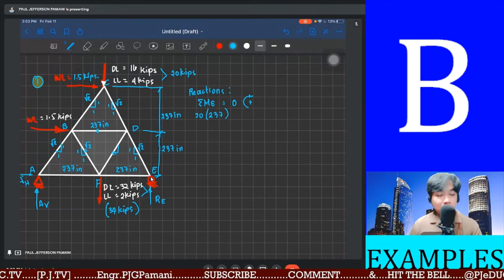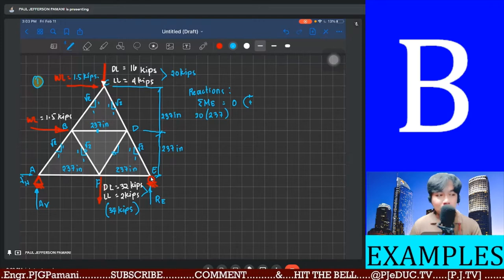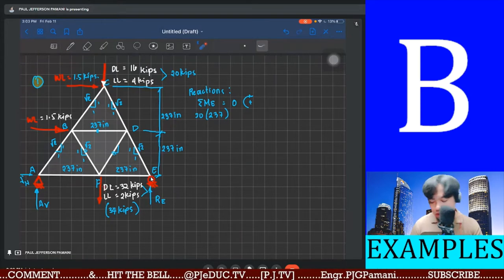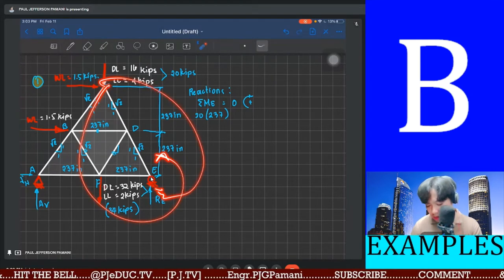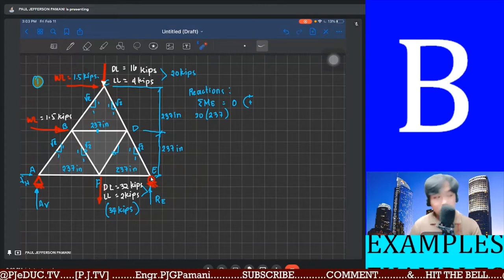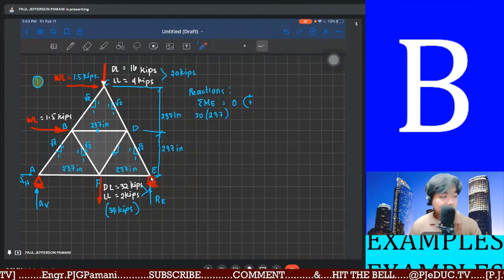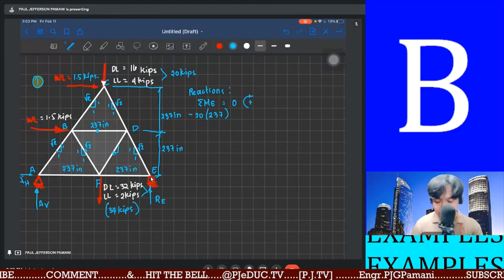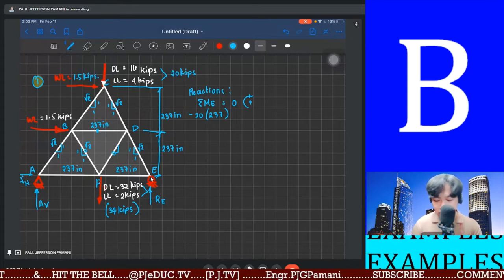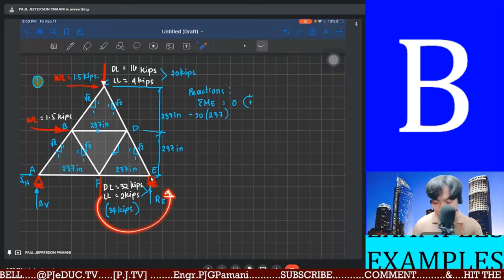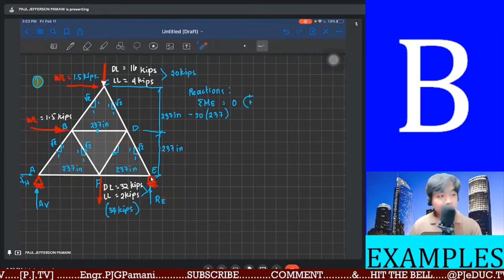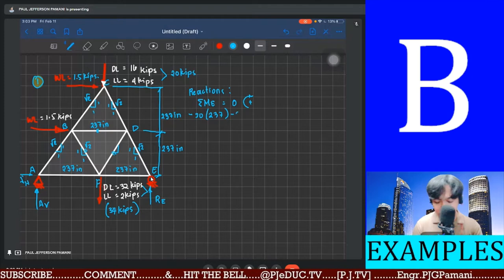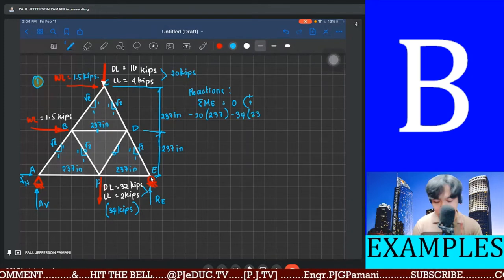Is it moving clockwise or counterclockwise towards point E? Counterclockwise. So it is moving counterclockwise. Therefore, it should be negative. The other one is 34 kips. Is it moving clockwise towards point E or counterclockwise? Siyempre, that is also counterclockwise. Negative 34, the same distance of 237 inch.